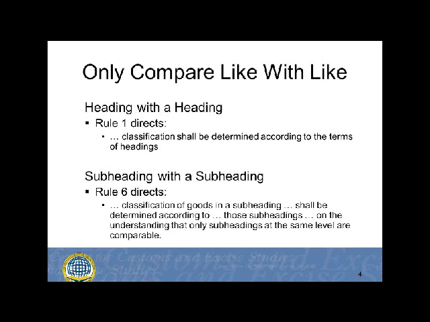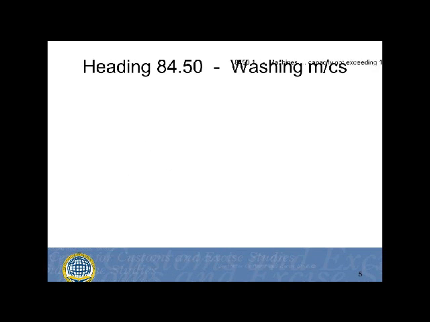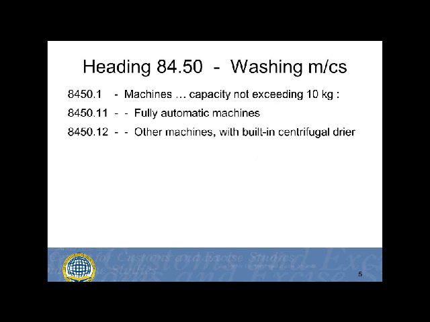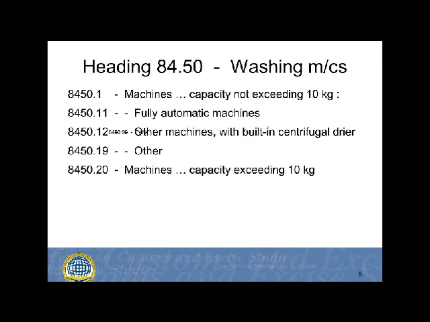So what does that mean? It means that you can only compare a 5-figure subheading with another 5-figure subheading. You can only compare a 6-figure subheading with a 6-figure subheading. Let's try something else. Let's look at the international structure for heading 8450. There are 6 international classifications under this heading. First, there is a 5-figure subheading, then follow 3 6-figure subheadings, then there are 2 5-figure subheadings.